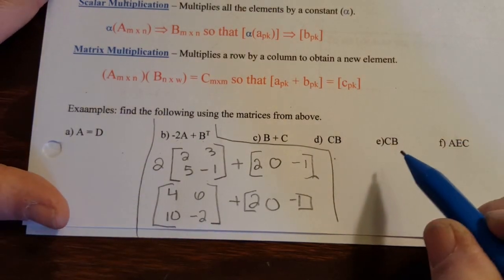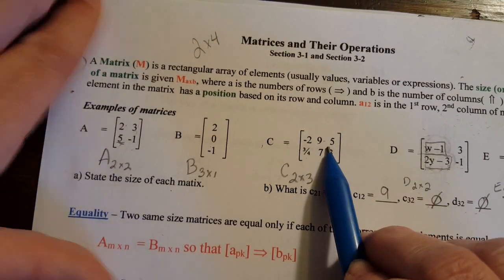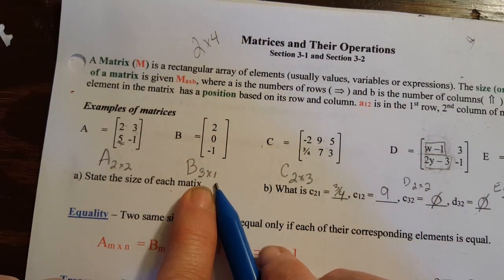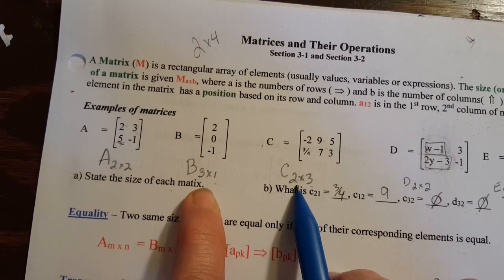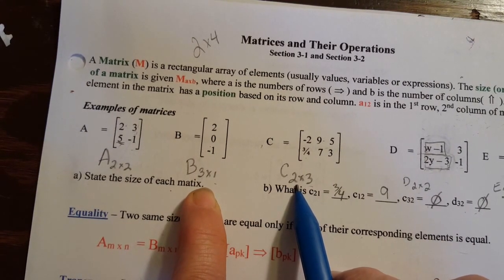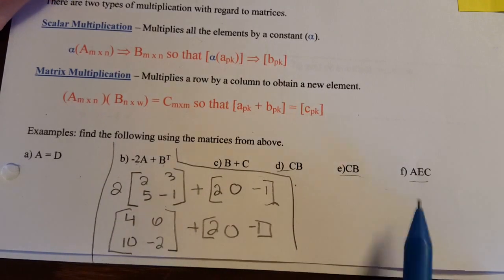So B, if we look at B plus C, B is a 3 by 1, C is a 2 by 3. They are not the same size, so they cannot be added together. And then the last 3 we will get to in section 3.2.